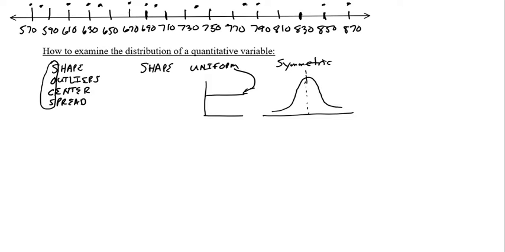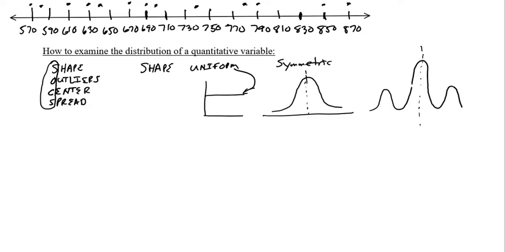Now, not every symmetric graph has to be that. You could have one that has hills like a roller coaster here. That would be symmetric as well, but that doesn't happen nearly as often as our normal, or approximately normal graph, which is very common.